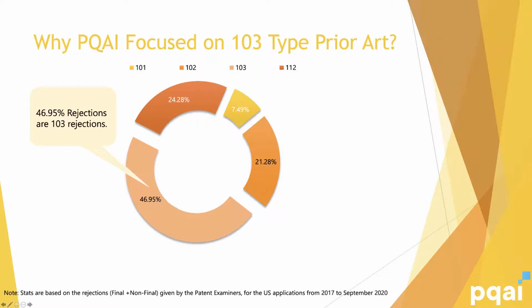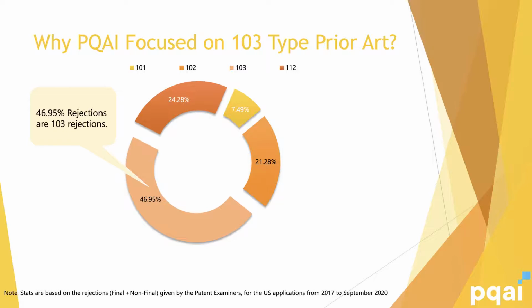then you would see that a majority of those rejections are obviousness rejections, which means that the examiner could not find a single document which is disclosing your invention in its entirety, but the examiner was able to find 2 or 3 documents which together seem to disclose the invention, and the examiner feels this combination makes sense and it is obvious.